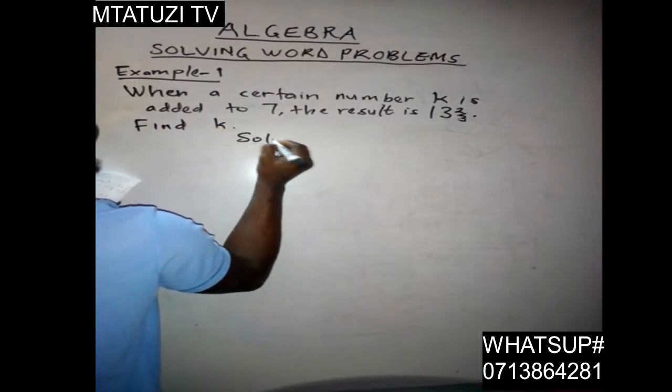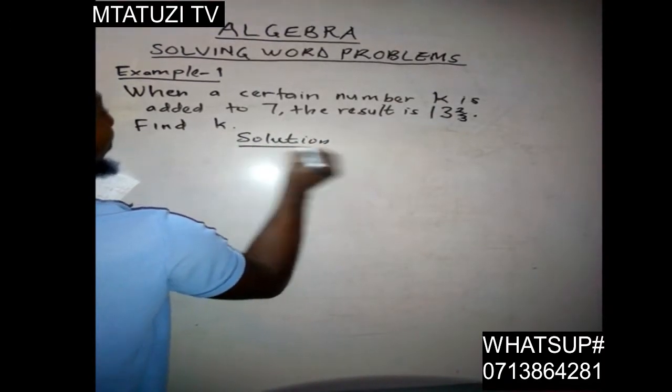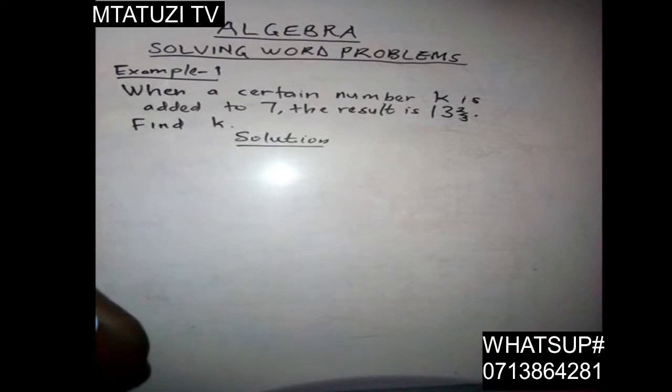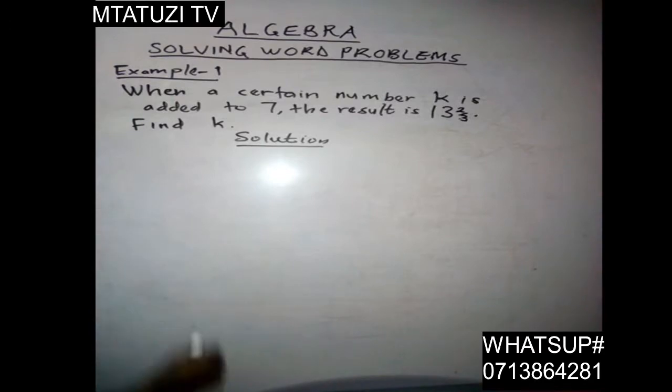Solution. You are given a question like that one. When a certain number k is added to 7, the result is 13 2 over 3. Find k. So in order to solve an algebraic equation, first of all, you have to read the question carefully, understand it, and then formulate an equation. Kwanza unatakiwa usome swali vizuri, uelewe, na kisha utengeneza equation au mlingano.